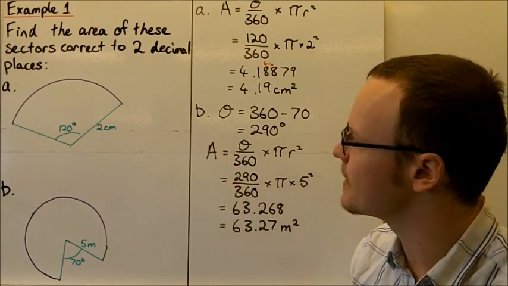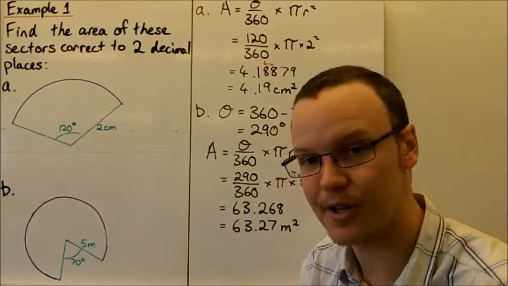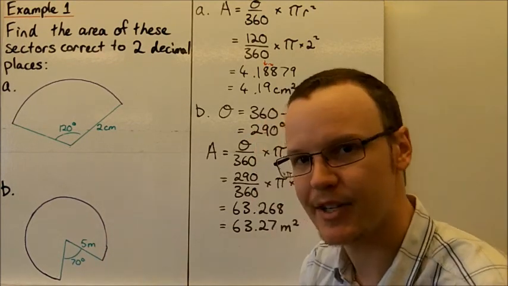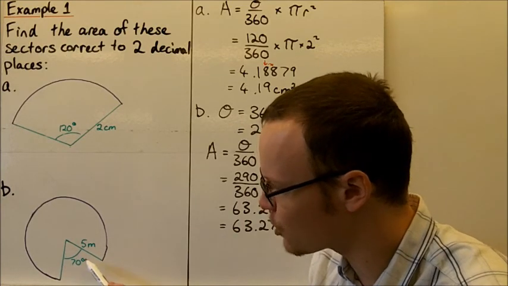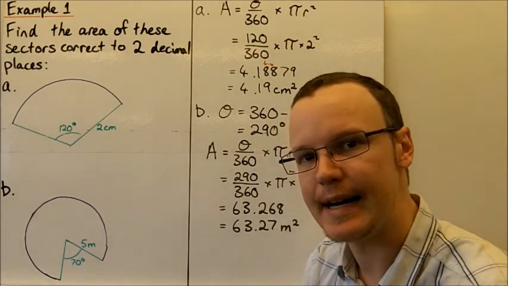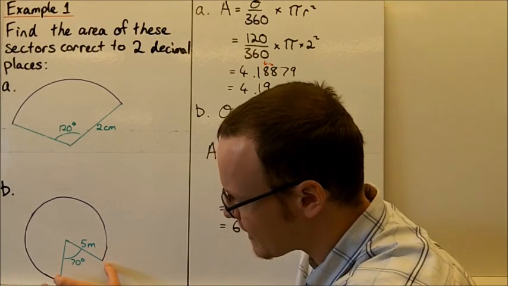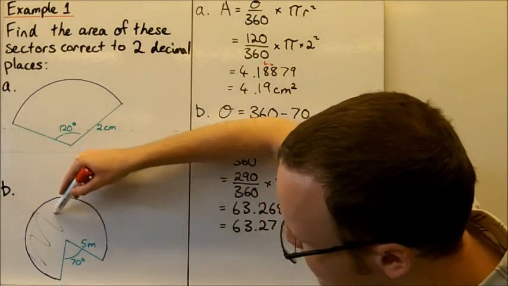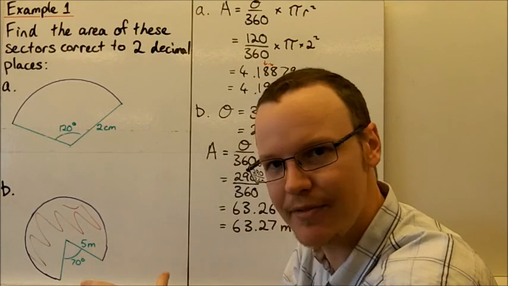So for B, we're going to have a look at our circle. We've got a sector here, and quite a large amount has been cut out. A 70 degrees portion has been cut out of our circle. Now it's the 70 degree part that's been cut out, not the amount that remains. We've been asked to find this area here, and we don't have that value.